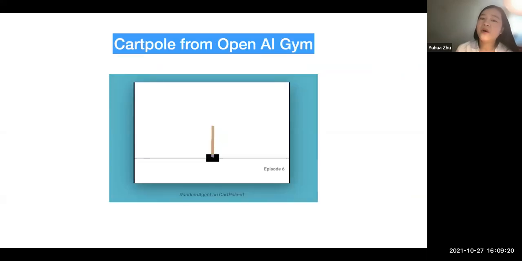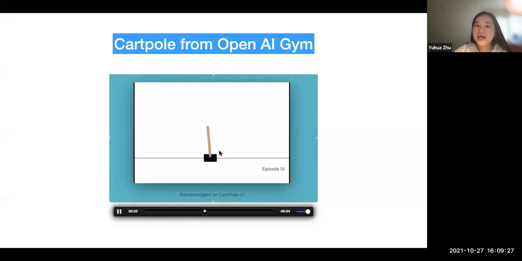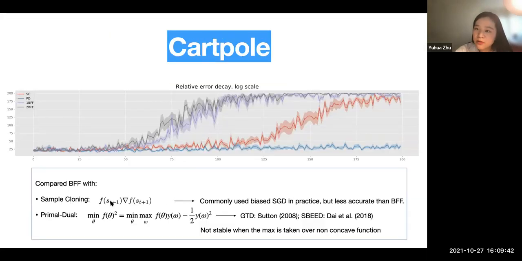Let me first show you an example comparing our algorithm to other algorithms. This is a benchmark problem in reinforcement learning. The action for this problem is basically you move this block to the left or right to avoid this stick falling down. We compare our method with the sample cloning method we mentioned before, where we just copy the first sample to the second sample. And we also compare to another commonly used method called the primal-dual method, which transfers this minimization problem to a min-max problem. However, this is not going to be stable when the maximum is also over a non-concave function.